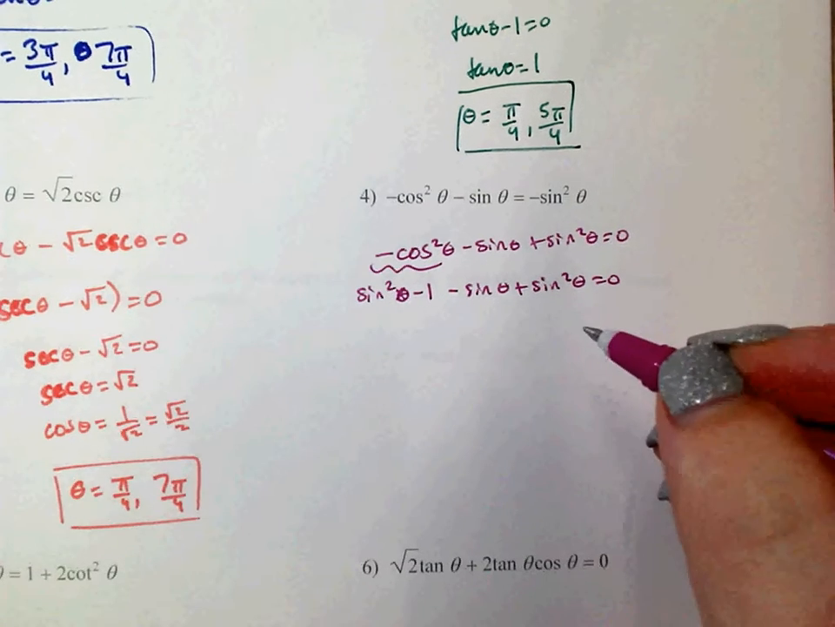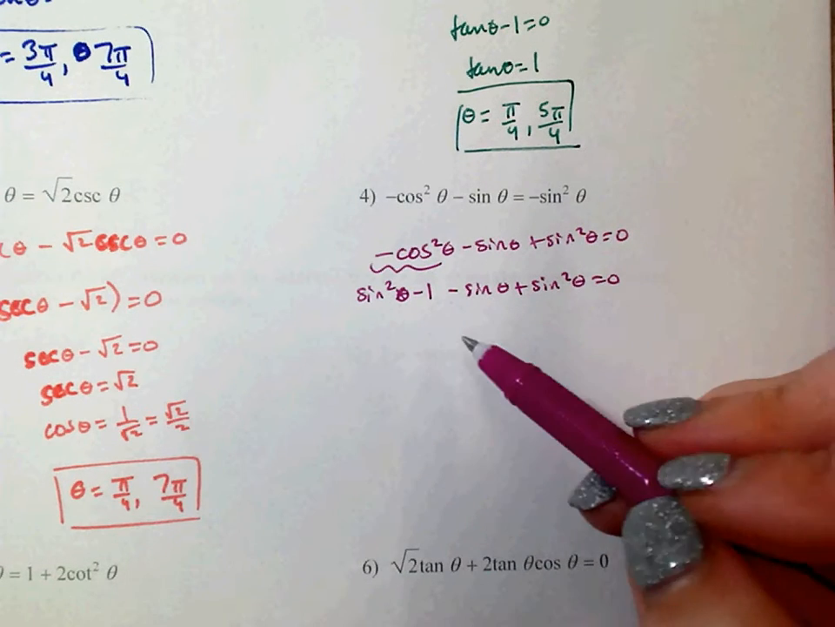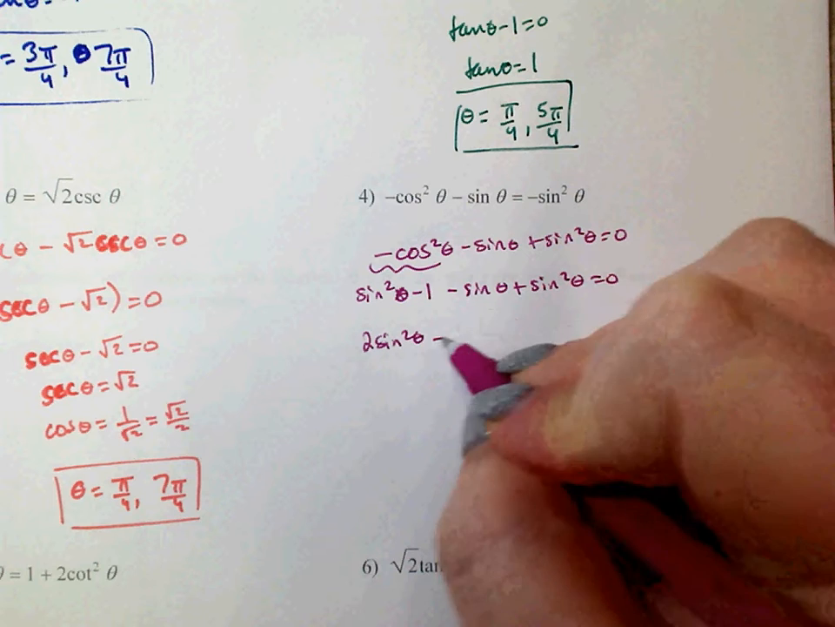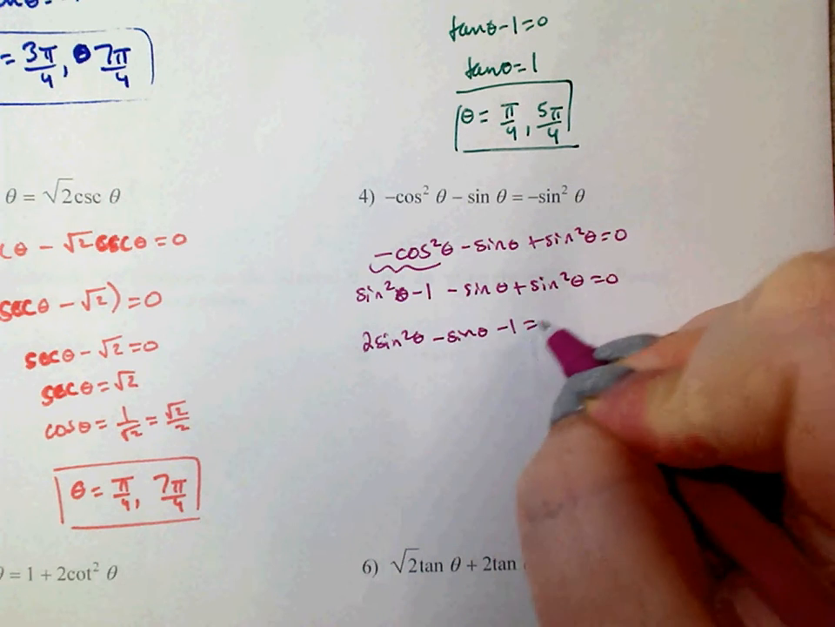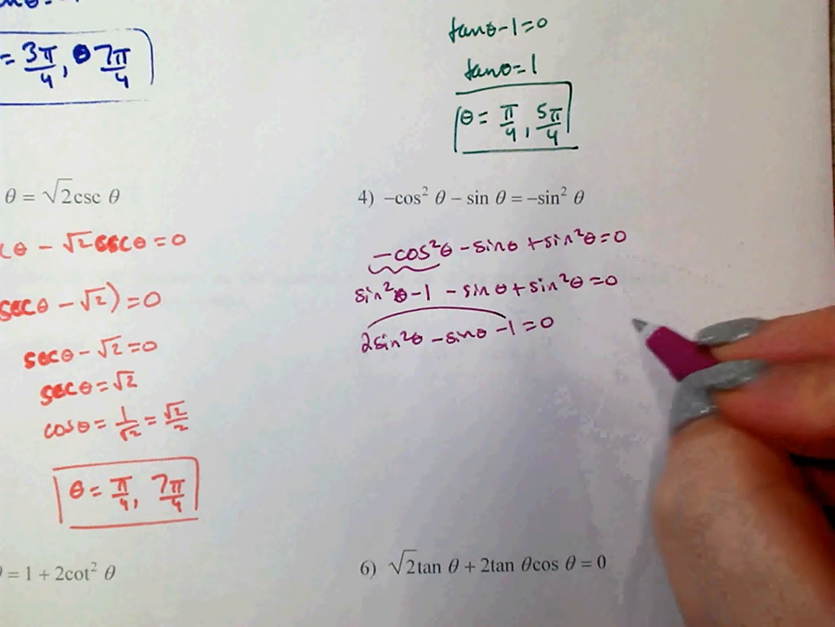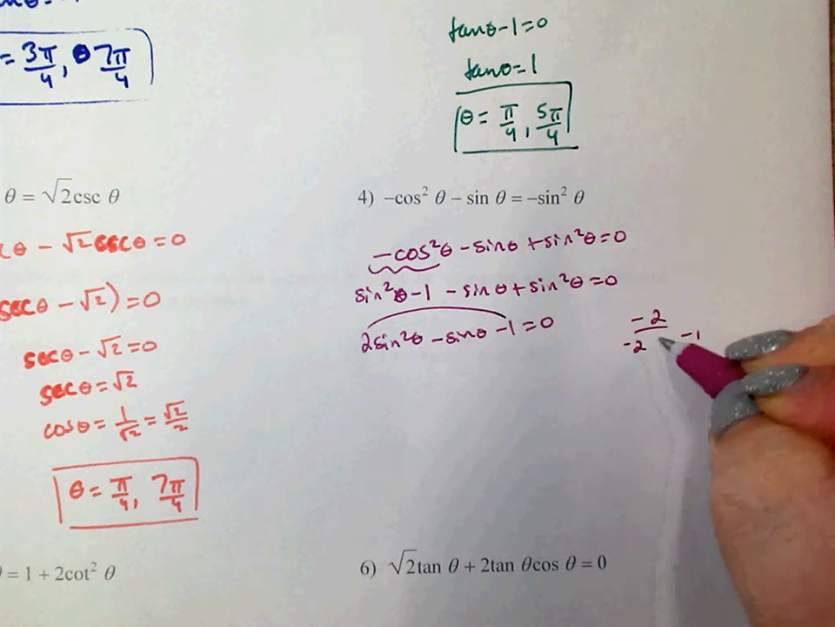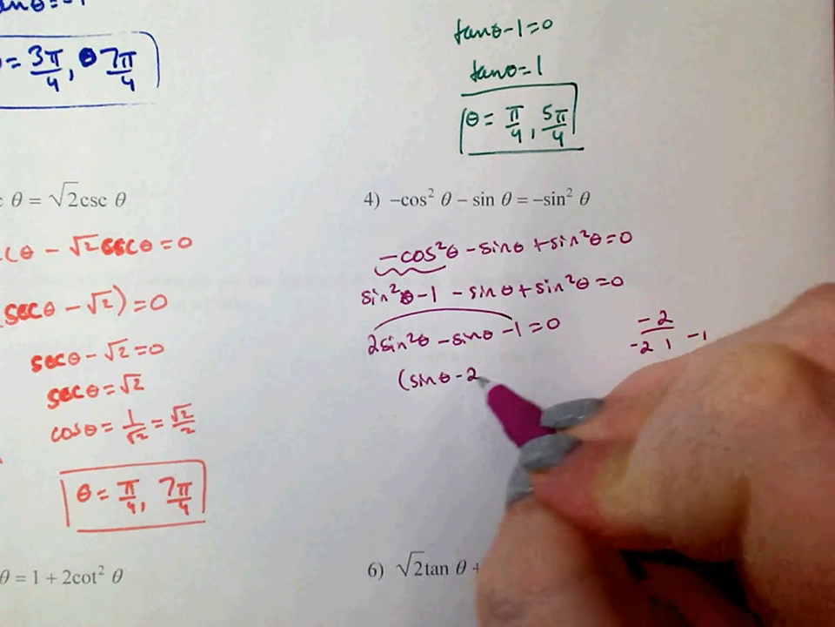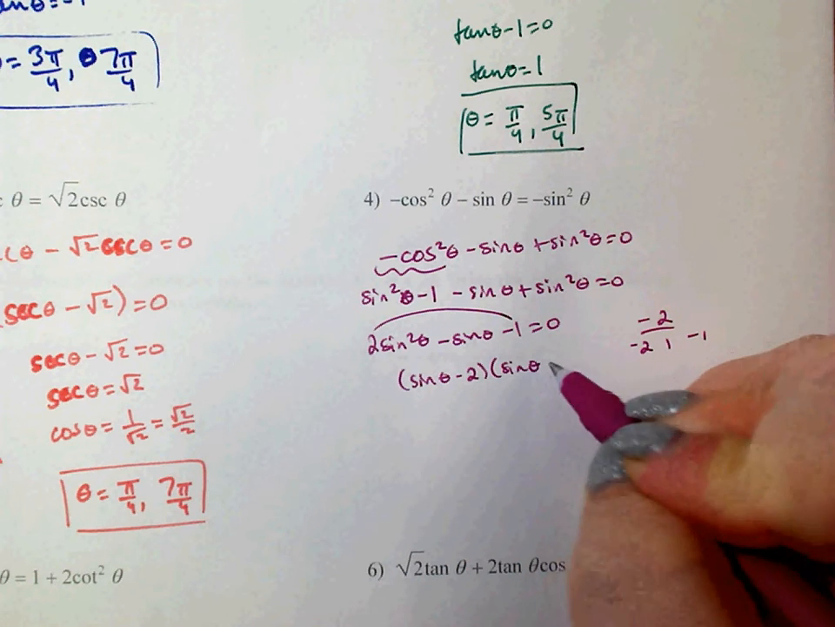Okay. Now I'm going to combine like terms. Sine squared plus sine squared is 2 sine squared minus sine minus 1 equals 0. Okay, so I need to factor. I need the factors of negative 2 that add up to negative 1, and that's negative 2 and 1. So I've got sine of theta minus 2 and sine of theta plus 1.